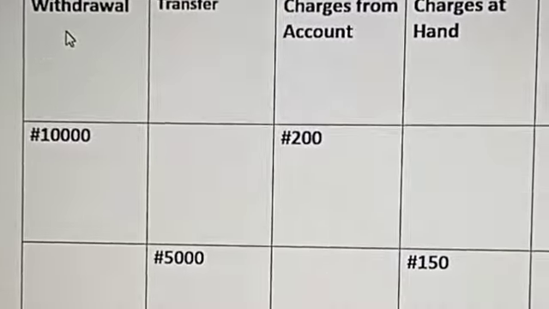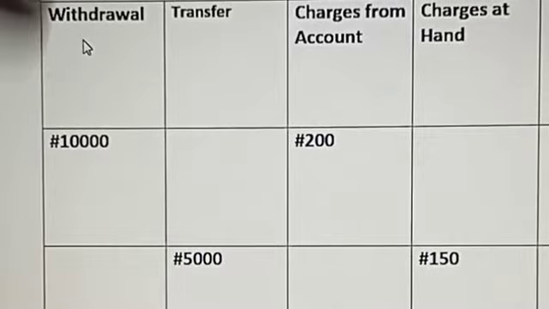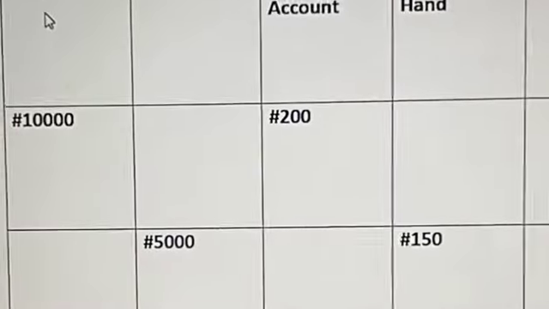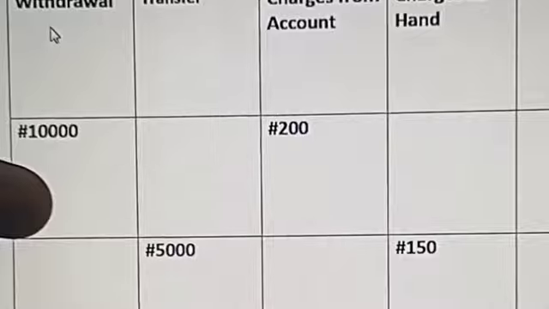We are starting this with this table now. We are assuming that this individual does not have any amount in his account, that means he has zero money in his account, but he has 10,000 as cash. This individual has zero and he has 10,000 as cash.